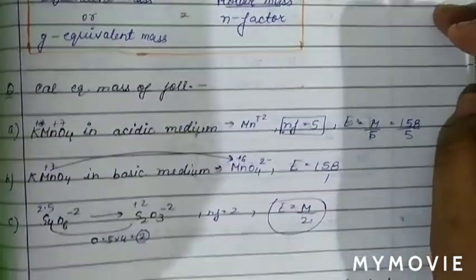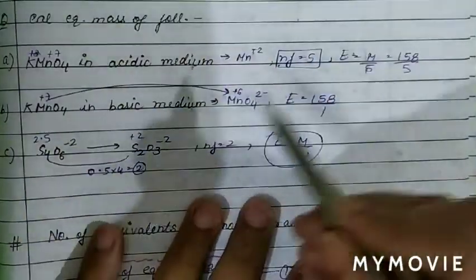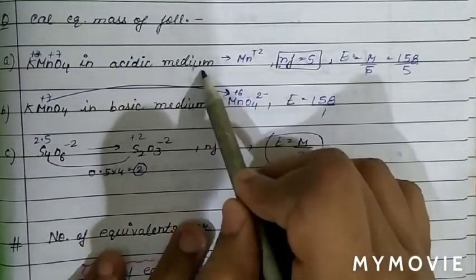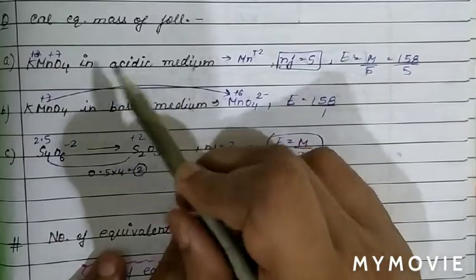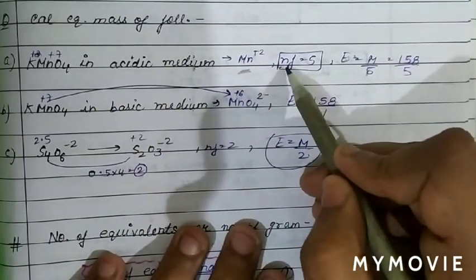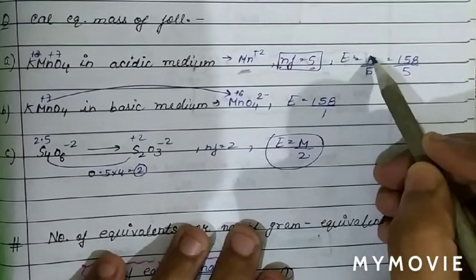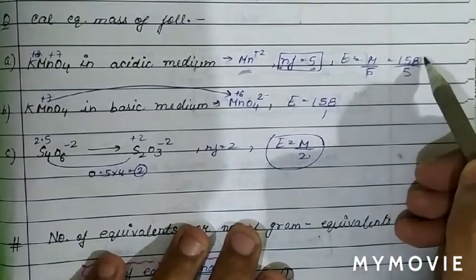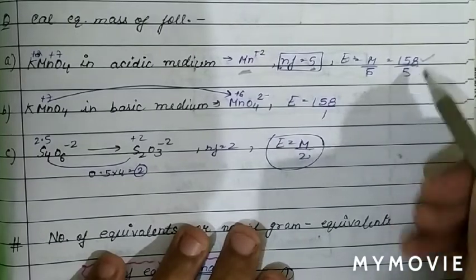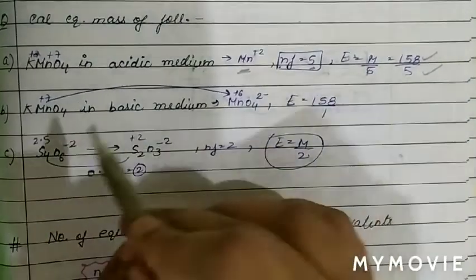Now see the next question. We have to find the equivalent mass of following. The first question is KMnO4 in acidic medium. We know KMnO4 in acidic medium changes into Mn2 plus. We have already discussed. N factor in acidic medium for KMnO4 is 5. So equivalent mass will be molar mass divided by 5. 158 is the molar mass of KMnO4. N factor is 5.